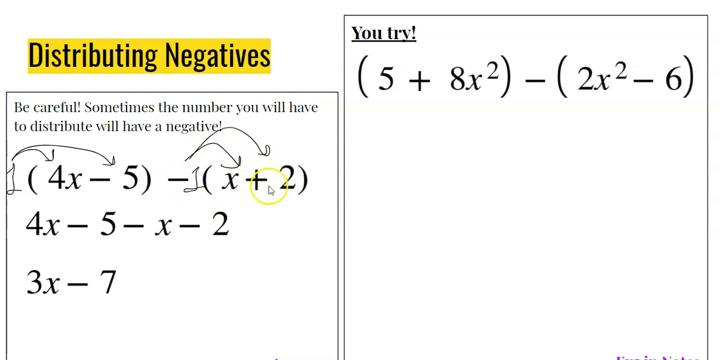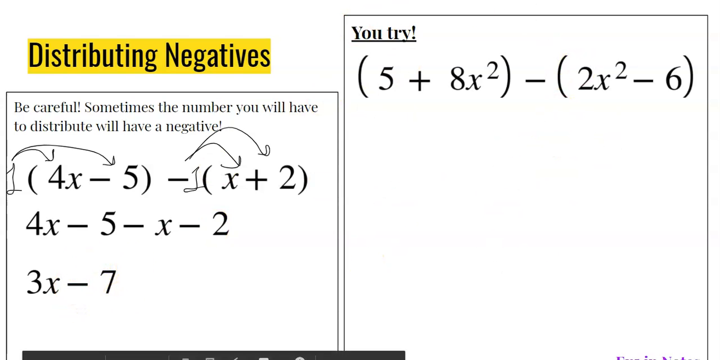Be careful, a lot of mistakes students make is they'll only distribute to the first term, and they'll forget to distribute to the second term. So make sure you're distributing to both of them. From here, once again, you're going to identify your like terms. 4x minus x is 3x. Negative 5 minus 2 is negative 7.